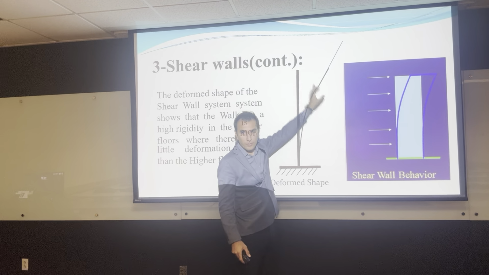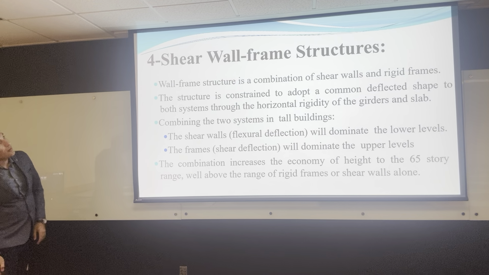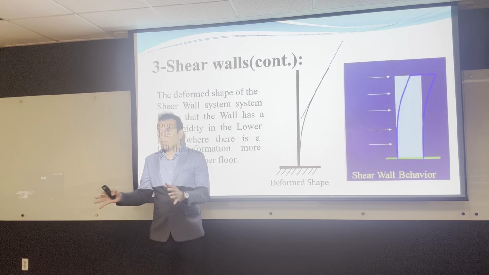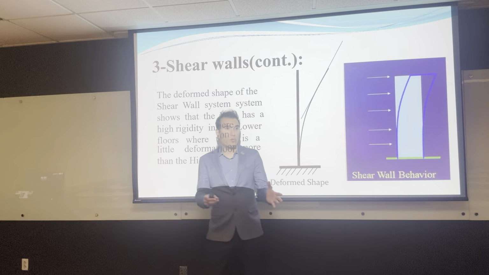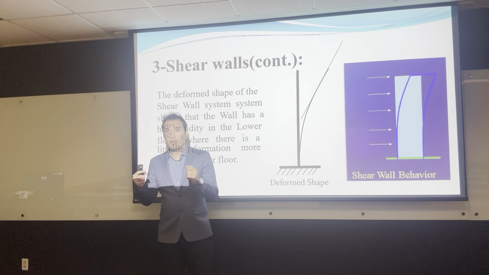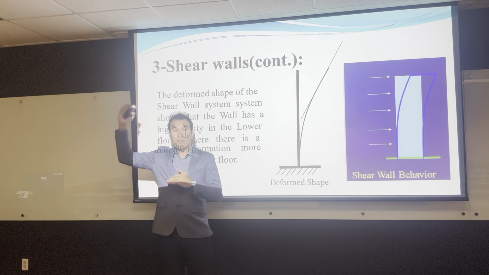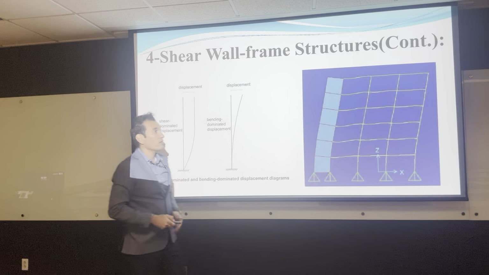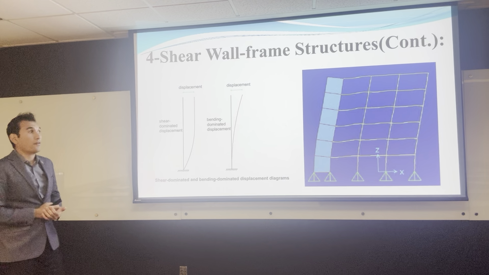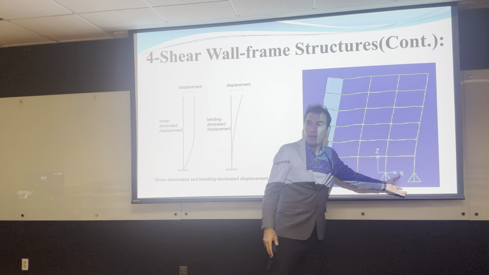All right, so imagine if we combine very, very strong frames with shear walls, they are going to take the good from each other. The frame is good in the top and not good in the bottom, the shear wall is good in the bottom, and when you combine them together, it's going to be much better. They are going to enhance each other. So that's a system that has a shear wall connected with a frame system.